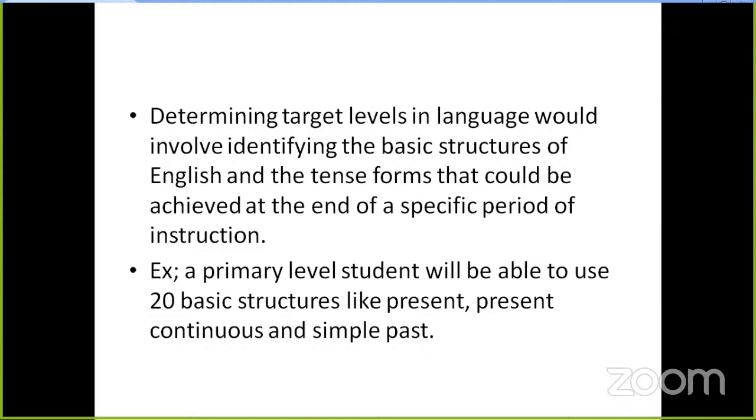Every individual should understand the basic structures of the language. That actually helps them to speak properly and be comprehended by the other person, to whomever we are speaking. That's one thing. For example, a primary level student will be able to use very basic structures like present, present continuous, and simple past tense sentences, right? This is one.